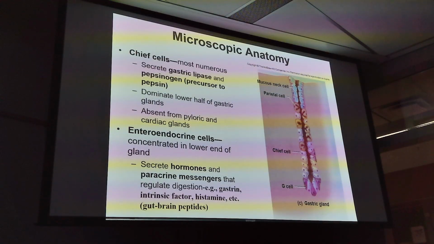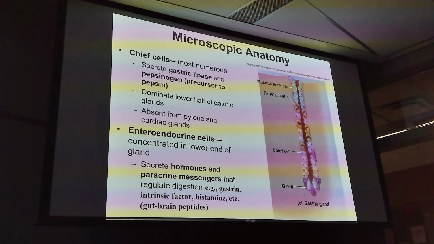Okay, then we also have the chief cells. Okay, these are the most numerous of the cells, and they secrete lipase. What does lipase do? Breaks up lipids. Okay, pepsinogen, this is a precursor to pepsin. What's pepsin do? What's it break up? Protein. Okay, and then we have some enteroendocrine cells.